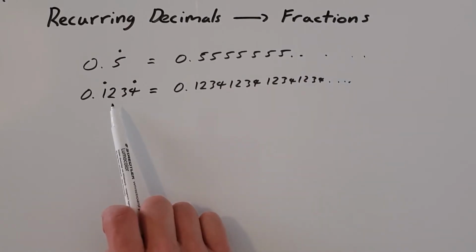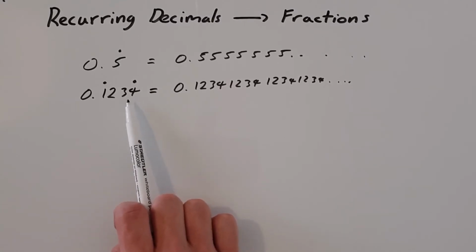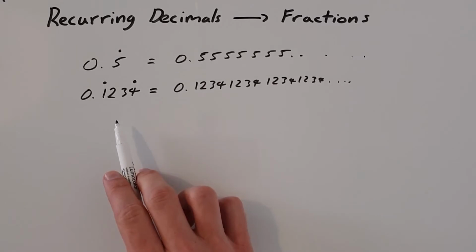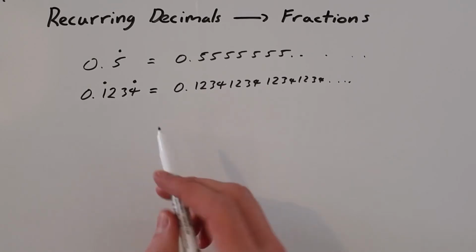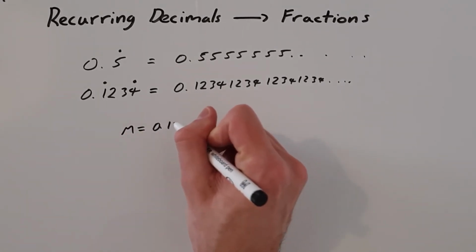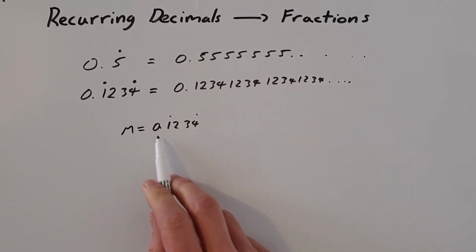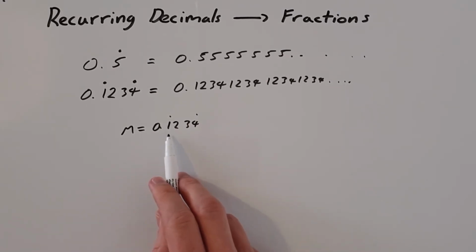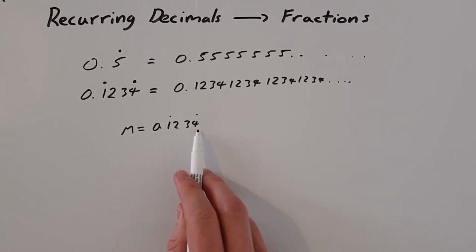So let's take this one as an example then, 0.1234 recurring. What we're going to do is think of a letter to represent our recurring decimal. So I'm going to pick M for Mitch. So we'll say m equals 0.1234 recurring. Now we want to look at how many numbers there are after the decimal point that are recurring. In this case, there's 4.